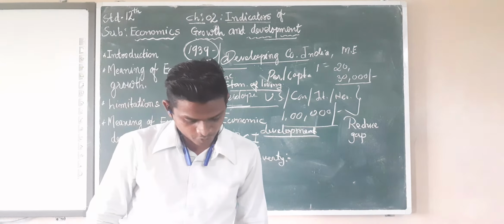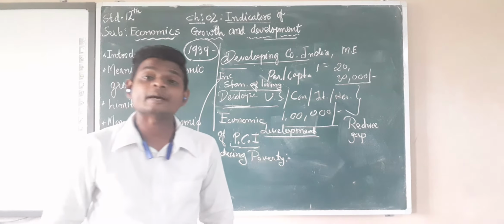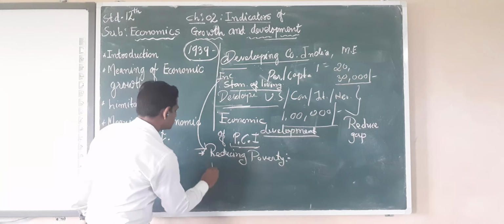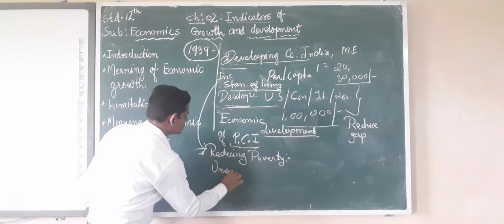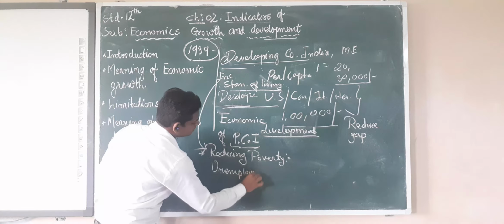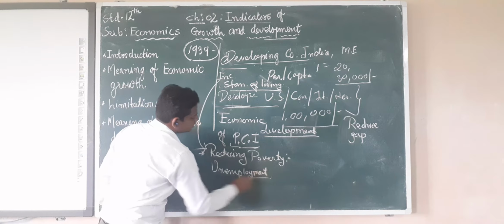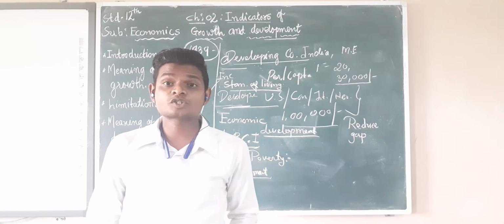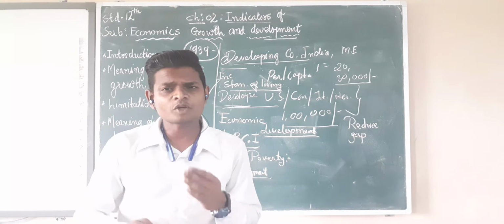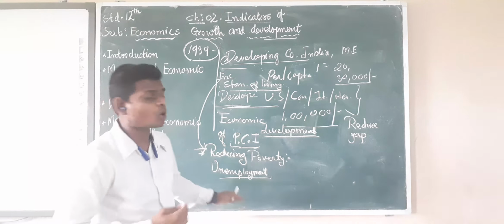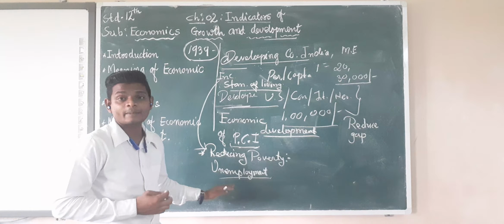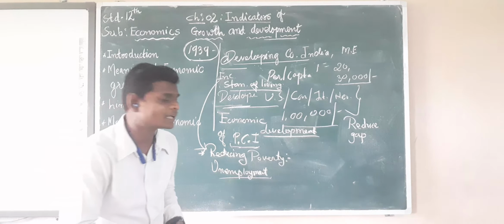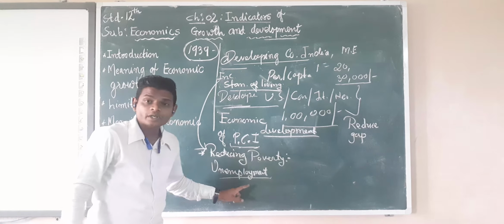Developing countries are working on reducing poverty and the unemployment ratio. They are not getting proper income throughout the different seasons, throughout the year. So they want to reduce it. They want to reduce the poverty level. They want to reduce the unemployment. So that more people will get more income.